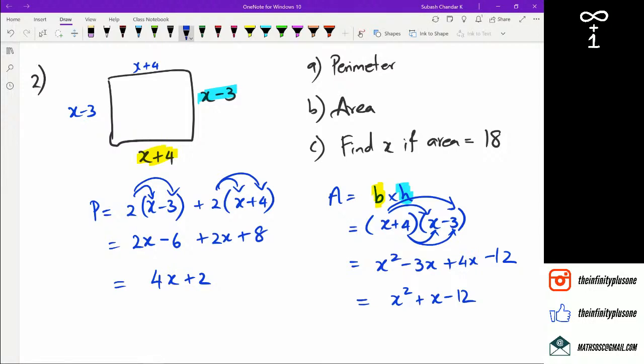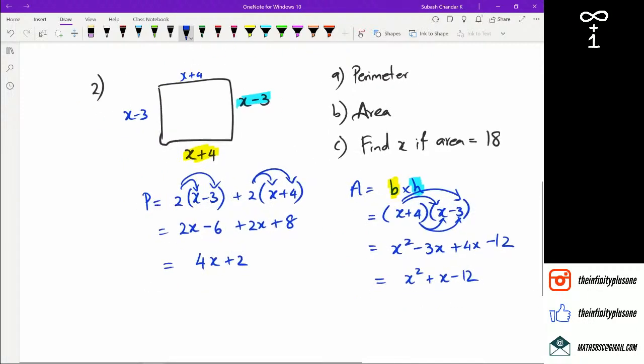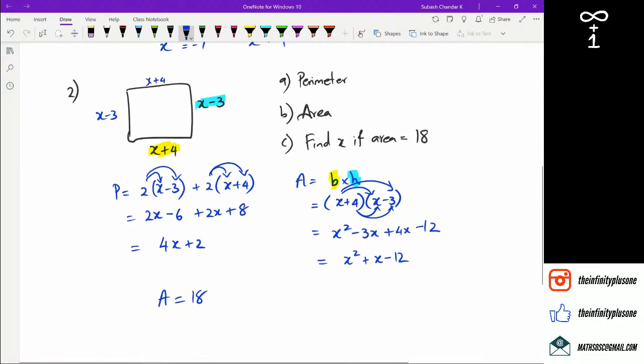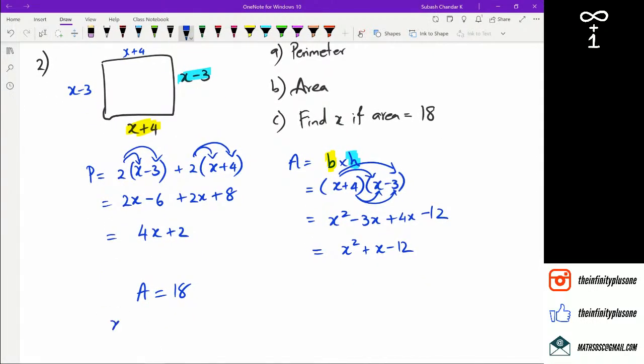I'm hoping I've done that right. In the mad rush, I might... No, that looks all good so far. Cool. Now it says find the x if area equals 18. So then I'm going to put down area is equal to 18. And because area equals 18, I could say x squared plus x minus 12 equals 18.